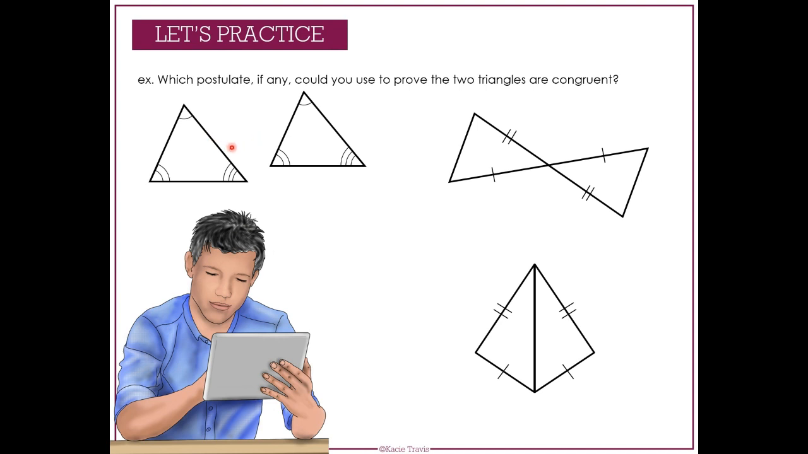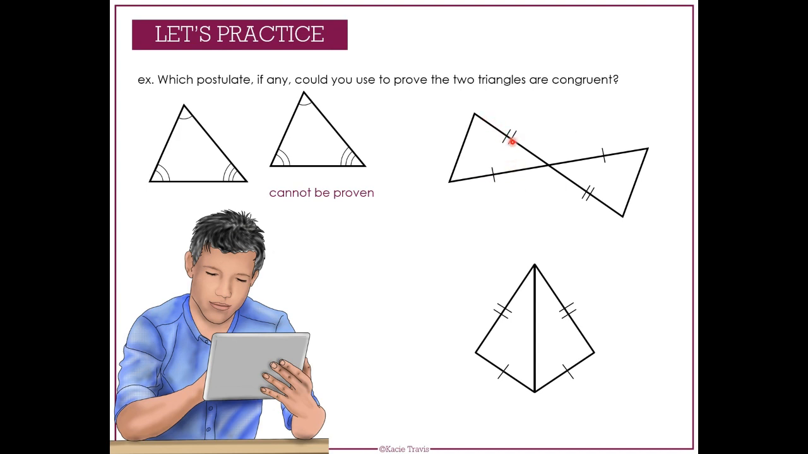We can't really say for a fact that these two triangles are in fact congruent because we do not have any information about the sides. We could say that these two here are similar, but we're not trying to prove similarity. We're trying to prove congruence. So, for our next one, we got these two triangles here.